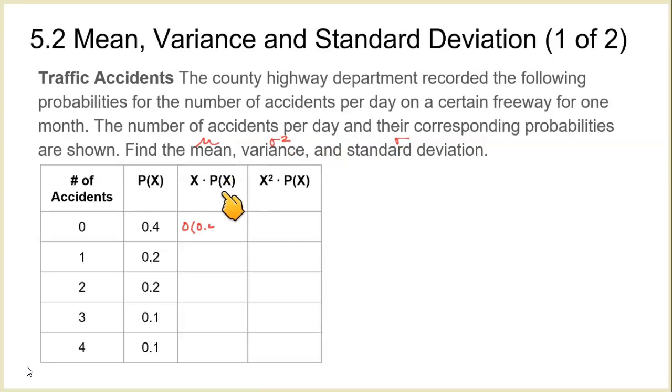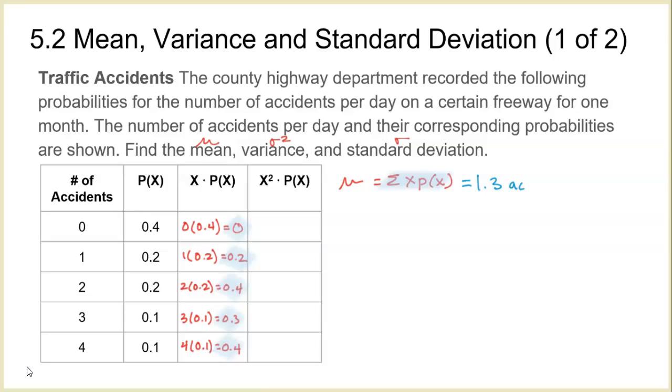And to find the mean, if we think about our formula, it's the sum of each x value times the probability of x. So we multiply those values together. 0 times 0.4 is 0, 1 times 0.2 is 0.2, and we do that for all the values in this column. The average comes from the sum of the products of each discrete random variable value and its respective probability. So when we add those values together, we end up getting 1.3, and that represents a number of accidents.